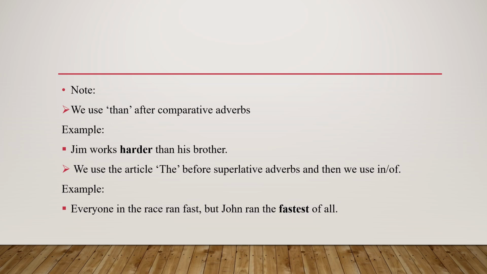Now students, there is one thing that you need to remember while making sentences of comparative and superlative degrees of adverbs. That is, we use than after comparative adverbs. For example, Jim works harder than his brother. You see, we use than after the adverb. And we use the article the before the superlative adverbs, and then we use in or of. For example, everybody in the race ran fast, but John ran the fastest of all. So you see, we use the before the superlative, and then we add of or in while making the sentences of superlative and comparative degrees of adverbs.